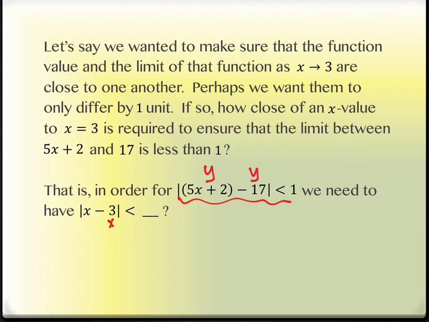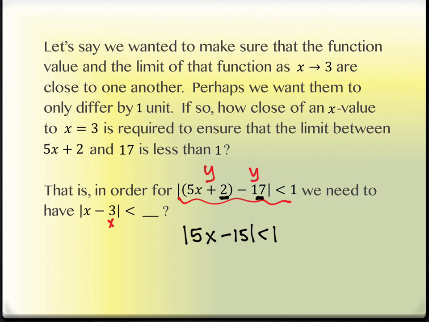So the first thing we're going to do is recognize that the parentheses around the 5x plus 2 are sort of irrelevant. I don't need to do anything to the 5x plus 2 to just remove the parentheses, which means I can combine the 2 and the 17. So I can change this into 5x and then minus 15. Is everybody good with that?